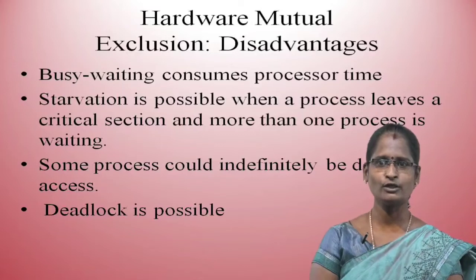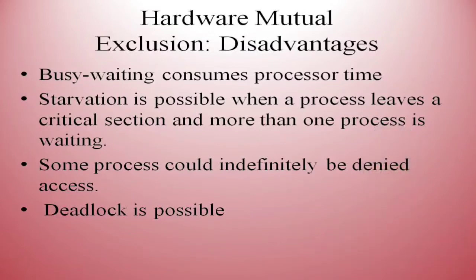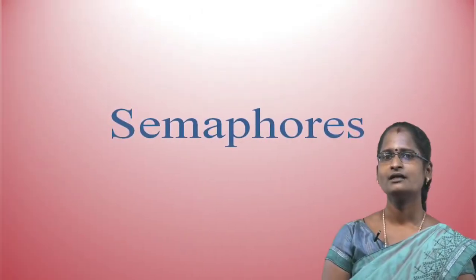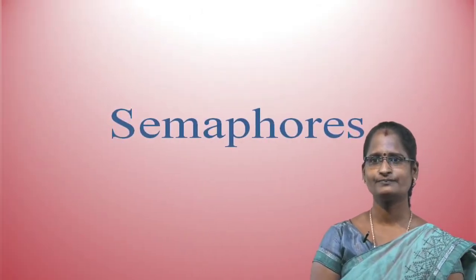Thus, it will go into a busy waiting loop. However, P1 will never be dispatched because it is not lower priority than another ready process, P2. The next concept is semaphore.